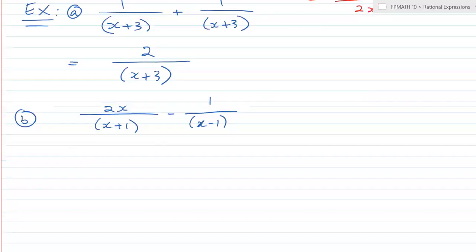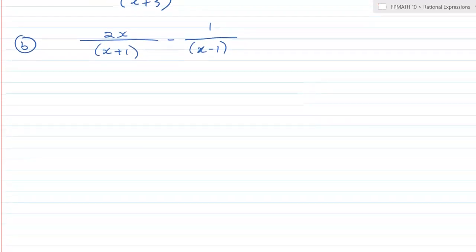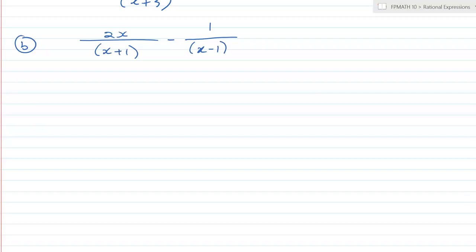All right, another example. Example B. We have two rational expressions. We're subtracting. All right. Common denominator. Lowest common denominator. What is the LCD? So the LCD is the most crucial piece right here. Notice that x plus 1 is not x minus 1. Right here this is x minus 1. That's x plus 1. It's not repeating.